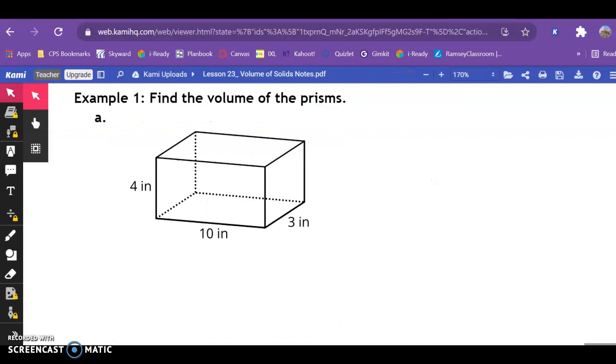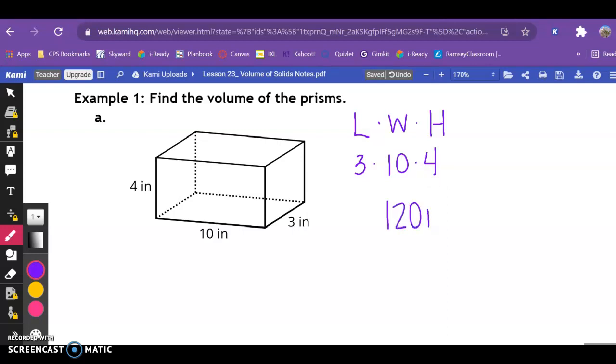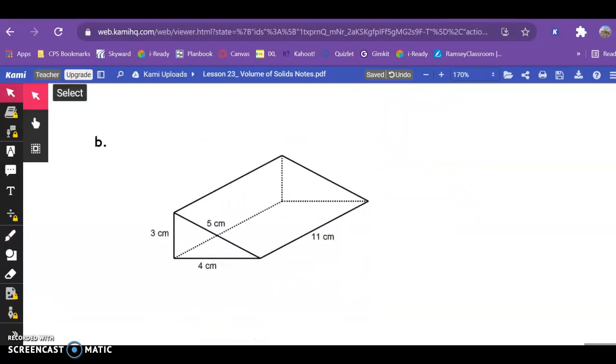All right, so for this one, we're going to find the volume of this prism, and it's a rectangular prism. So I'm going to do length times width times height, and those numbers are 3, 10, and 4. And 3 times 10 is 30. 30 times 4 would be 120, and these are inches. And volume is in the third dimension, so it's cubic inches. So the volume of this rectangular prism is 120 cubic inches. So that means 120 little 1 by 1 by 1 cubes would fill up that box.